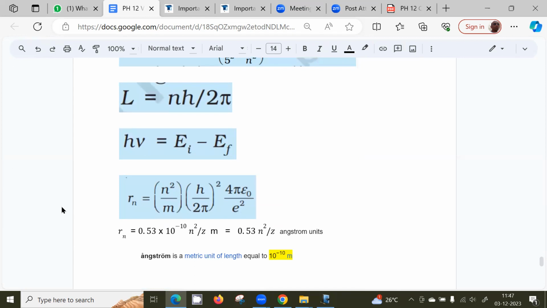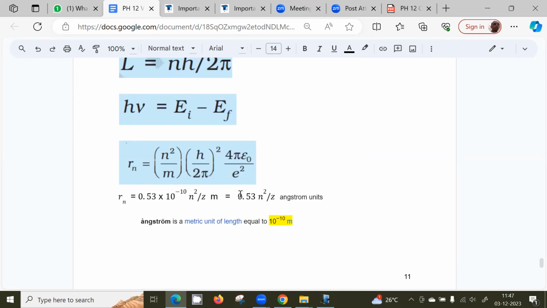The first formula I will say is Rn, the radius of the orbit of the electron in a hydrogen atom. I will remember this one. This is easy to remember: 1.53 angstrom units into n square. Radius is proportional to n square. And for hydrogen atom, Z equals 1 because there is only one proton.